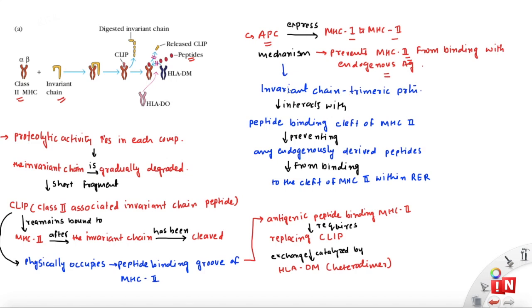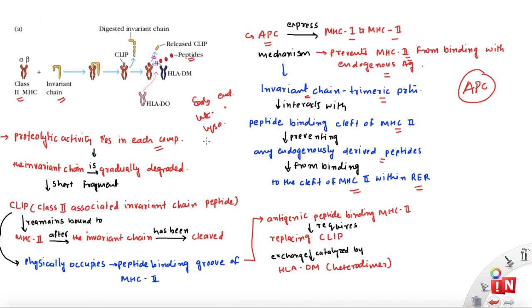So in order to avoid this situation, we have something called the invariant chain. That is nothing but a trimeric protein that interacts with the peptide binding cleft of MHC class 2, and thus prevents the binding of any endogenously derived peptides. It is now easy to understand why this APC doesn't get confused whether to go for MHC class 1 or 2. Now, as I said, the proteolytic or acidic activity in each compartment, from the early endosome to the late endosome to the lysosome, increases.